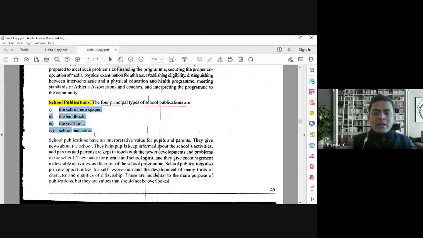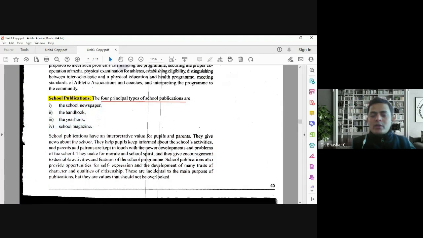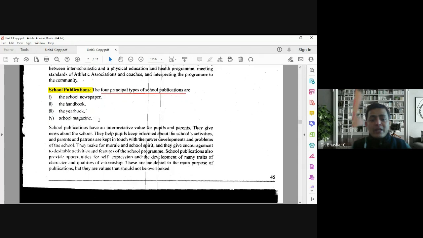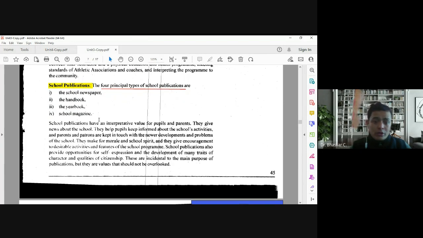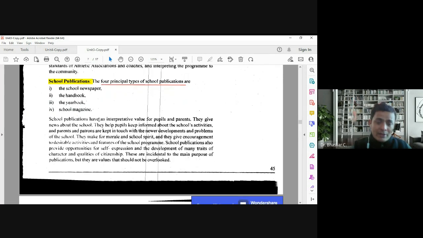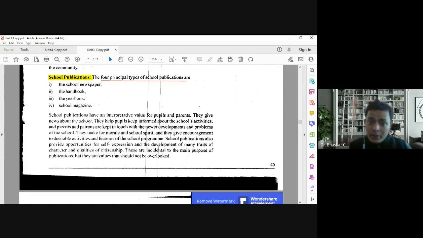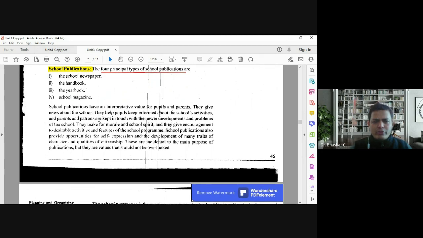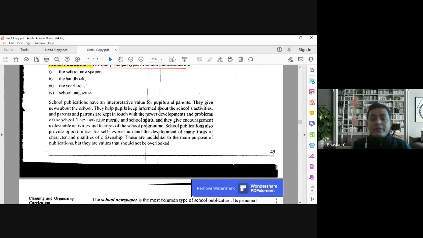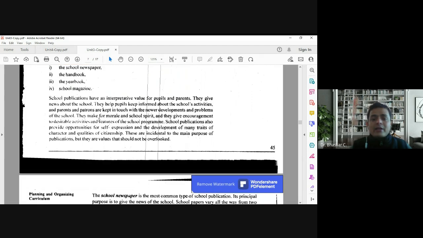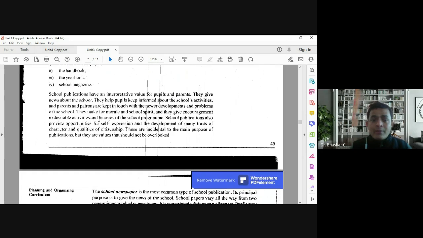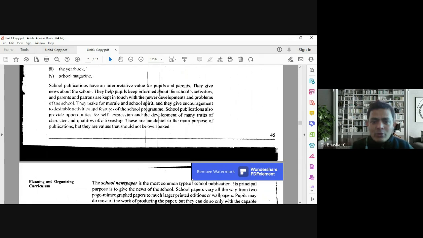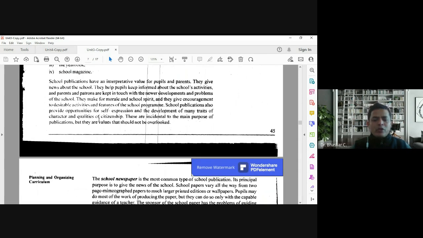Now, when we talk about the school newspaper, what is a school newspaper? It is a newspaper which has circulation only inside the school. Or if your institution is quite large, has a larger number of learners, and has a good reputation in the locality, then you can design a school newspaper with the help of the learners and your core team, and may engage more than one school. At that time, this newspaper will have more than one school for circulation. Similarly, you have the handbook, then the yearbook, then the school magazine.